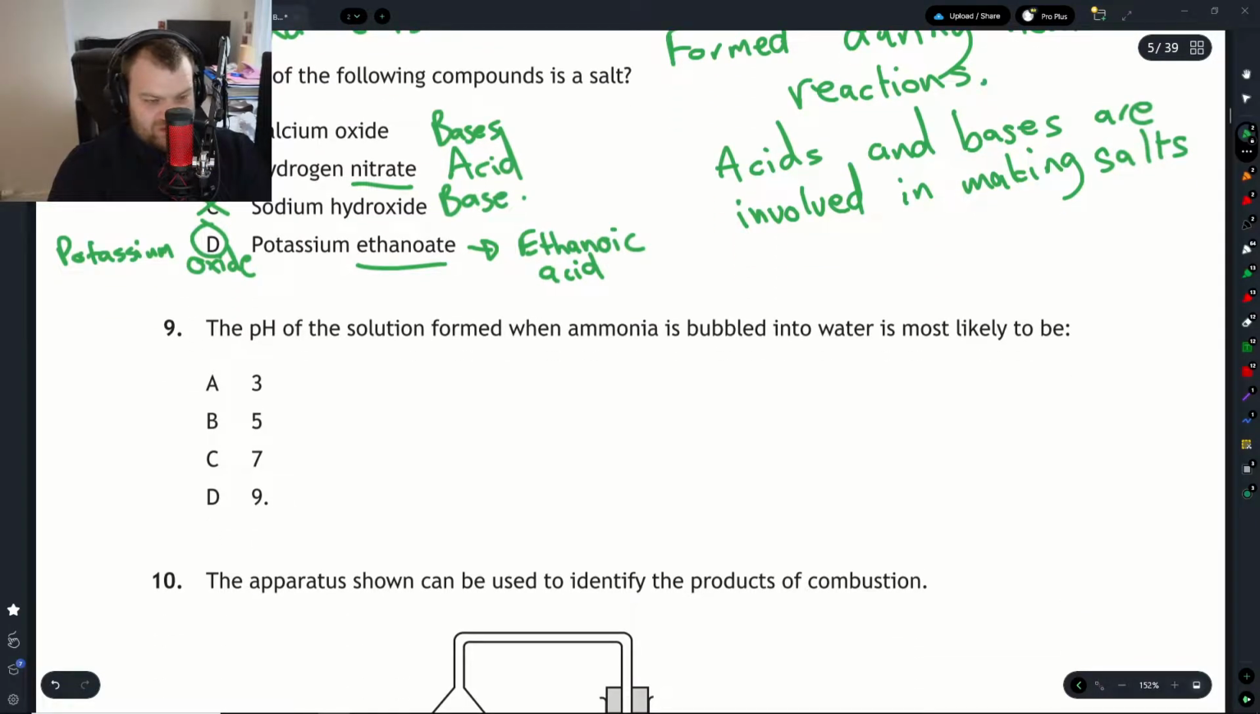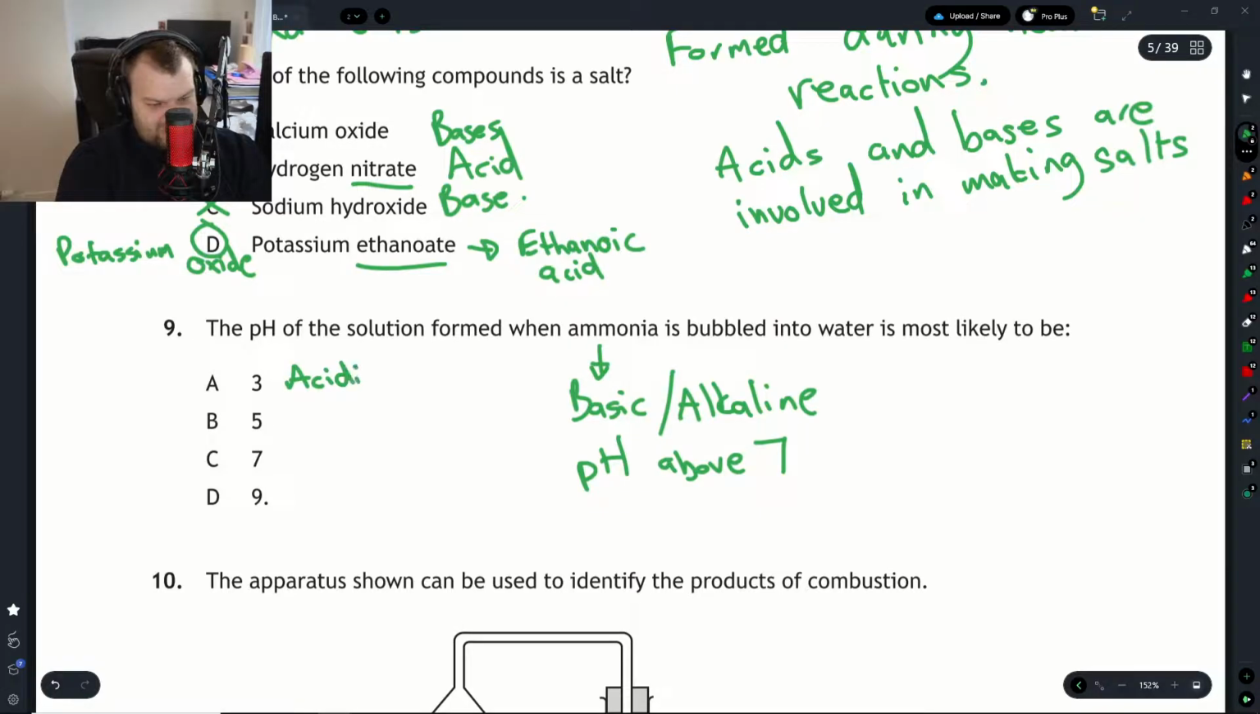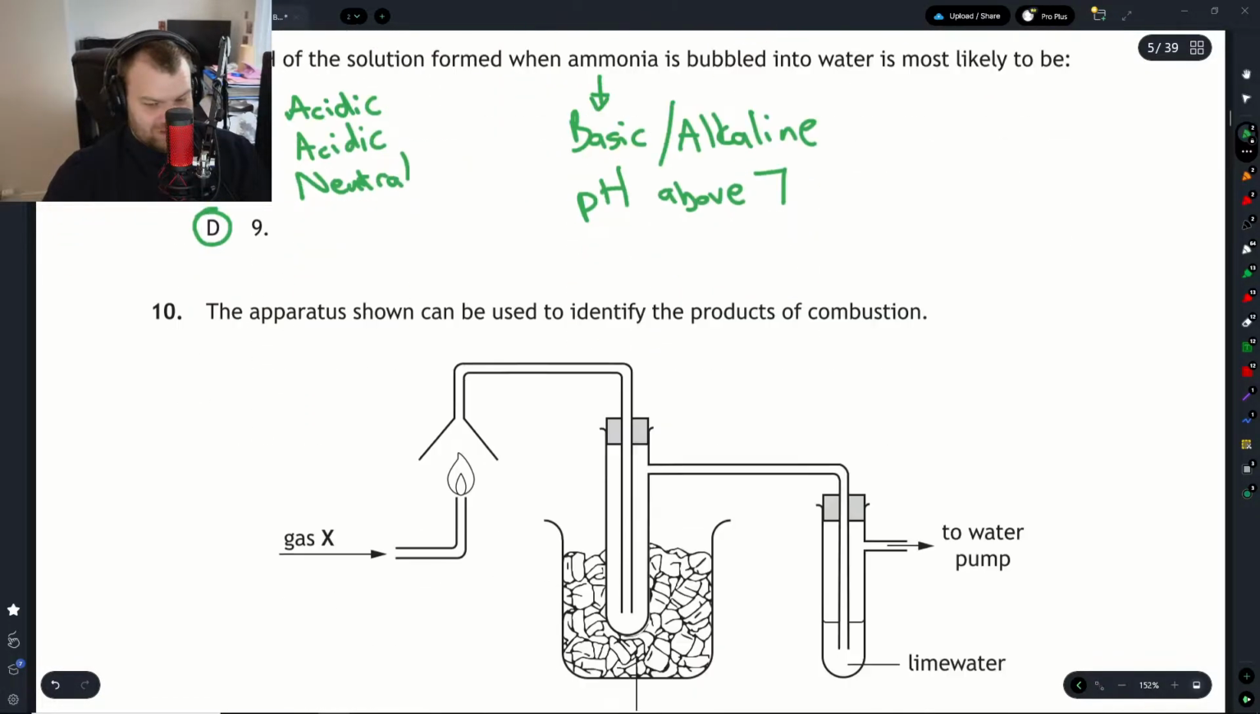Next one, we've got to think about ammonia. Ammonia is basic or alkaline. This means it's going to form something with a pH above 7. This would make it acidic, not it. This would also be acidic, not it. This would be neutral. If ammonia did not dissolve in water, that would have been the correct answer, but it does, and it will form an alkaline solution which has a pH above 7, and that's the only above 7 number we have. Next one.